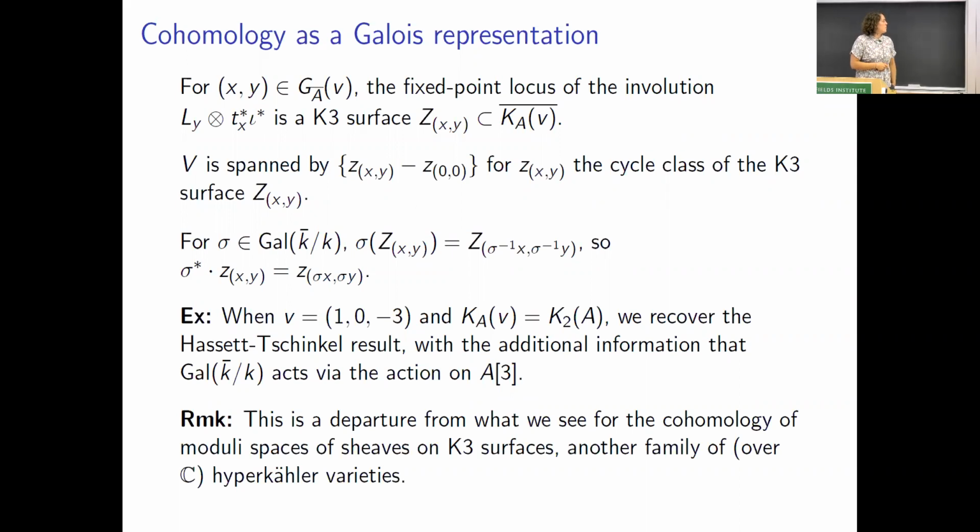Okay, and in terms of the story for other hyperkahler varieties, I said that these generalized Kummers are one of the deformation families. And this is already an interesting departure from what happens for one of the other families, which comes from moduli spaces of sheaves on K3 surfaces, where all of the cohomology is just determined by the cohomology of the K3 surface, and doesn't depend on which topological data you pick.